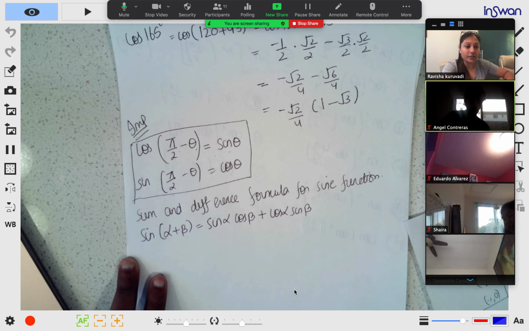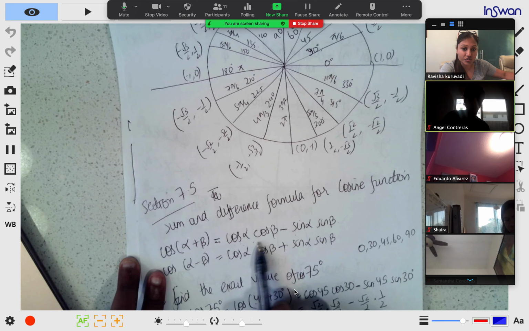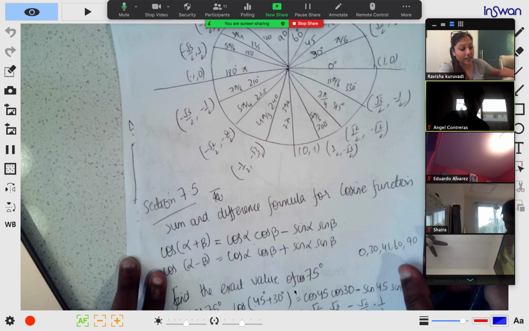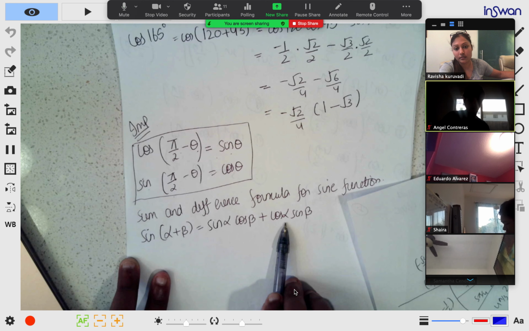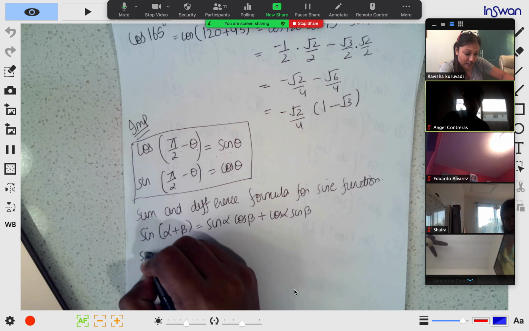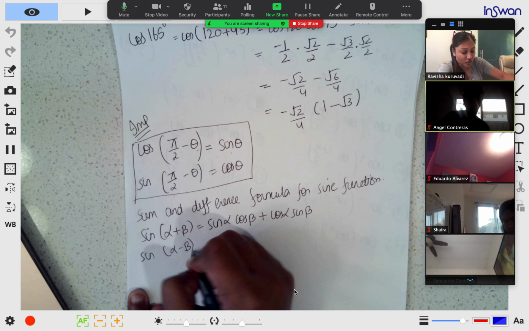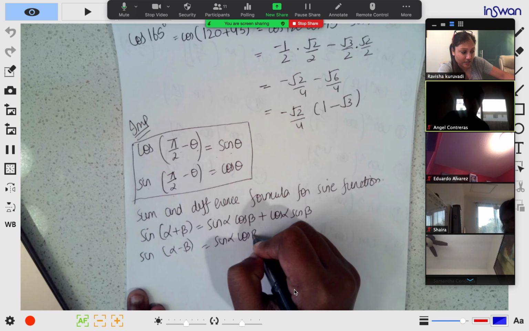Make sure you remember the differences. For cosine, it is cosine alpha, cosine beta. First you have cosine functions minus the sine functions. But in this case you have sine, cosine plus cosine sine. Similarly for minus, it's the same thing, but only the sign changes. If it's minus, it will remain minus sign.